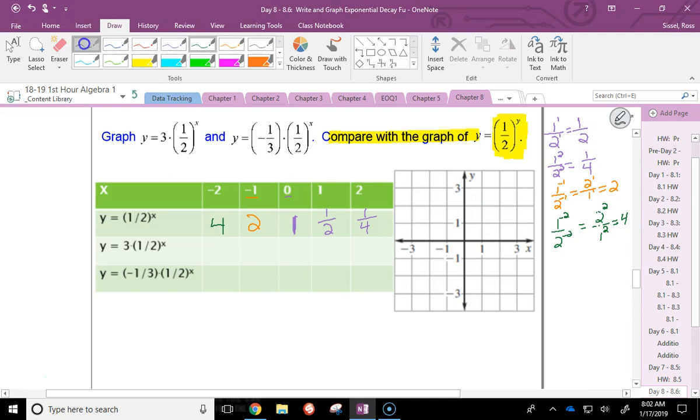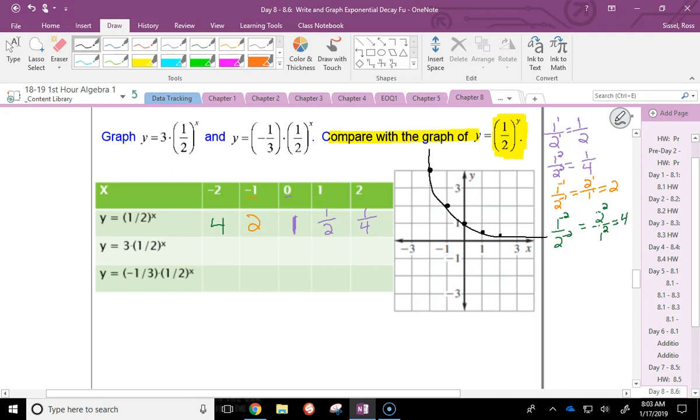So let's use black. I'm going to use black on mine to graph my parent one, the one I'm going to compare it to. So 0, 1, 1, 1.5, go over 2 and go to 4. Go negative 1 to 2, and negative 2 to 4. Draw my line in, something like this. Okay.